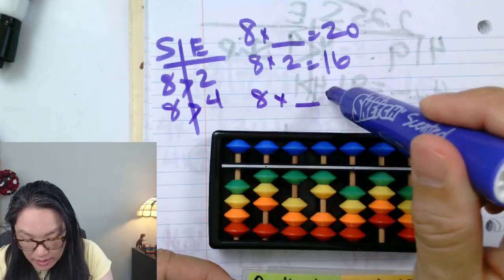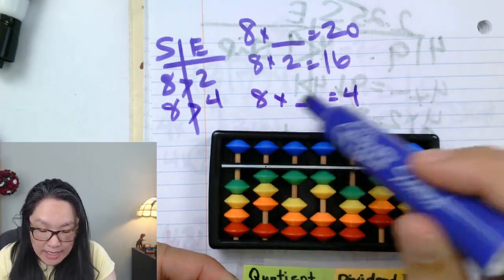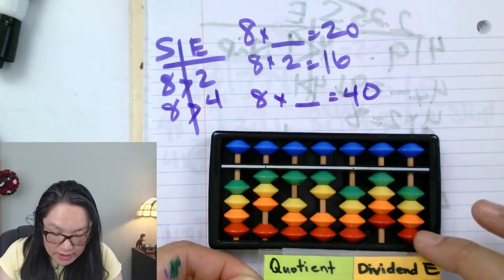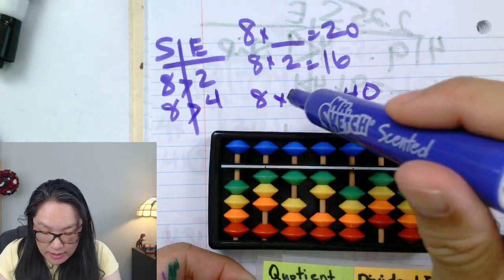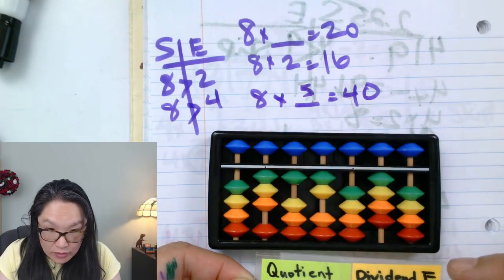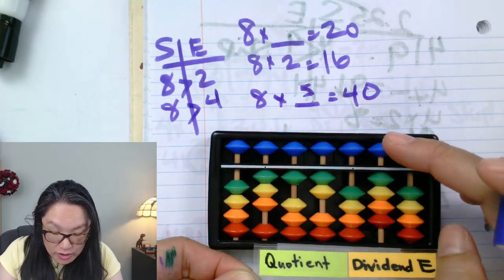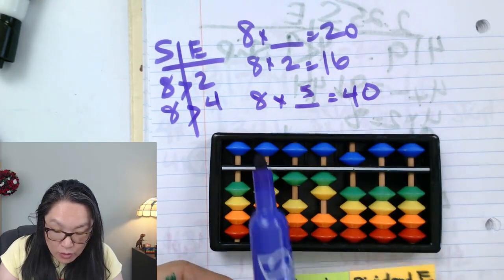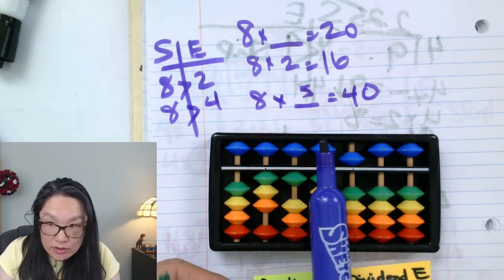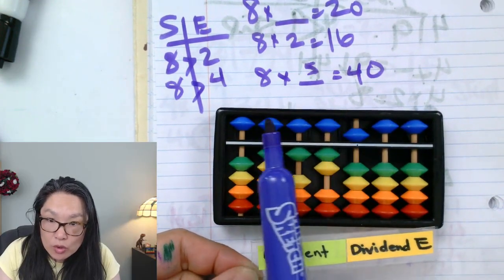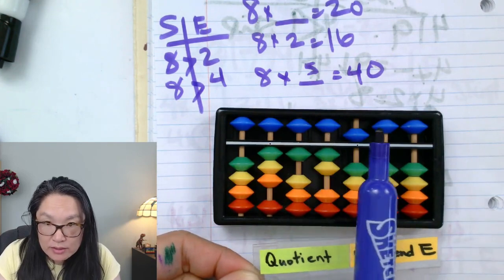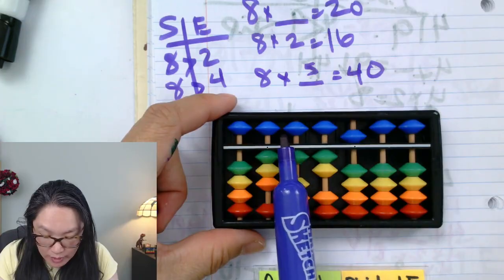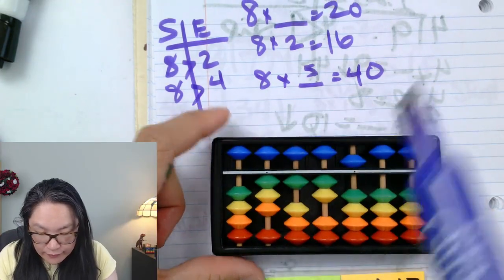So 8 times what is equal to 4? No. 8 times what is equal to 40? We need to do two numbers, 4 and a 0. 8 times 5. Quotients on the left. Add the 5, take away the 40. And it moves. As your dividend gets smaller, your quotient gets more digits. So that's why we move. So my final answer is 3.125.